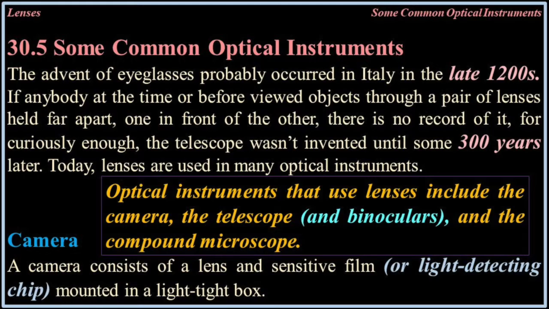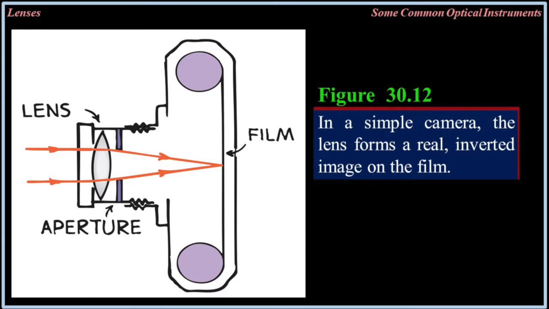Camera. A camera consists of a lens and a sensitive film, or light detecting chip, mounted in a light tight box. In many cameras, the lens is mounted so that it can be moved back and forth to adjust the distance between the lens and the film. The lens forms a real inverted image on the film or chip. Figure 30.12 shows a camera with a single, simple lens.